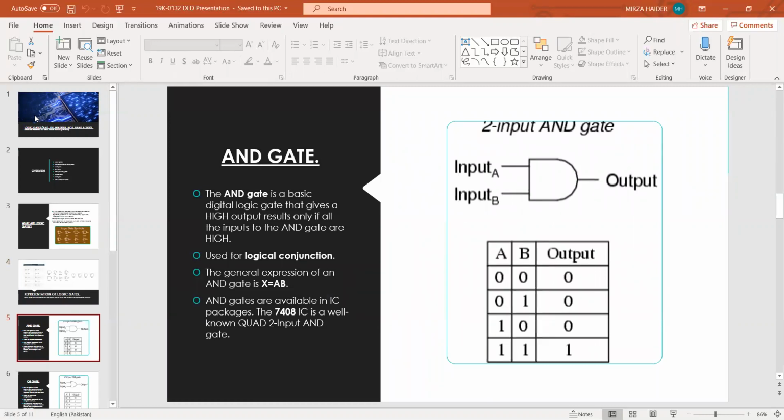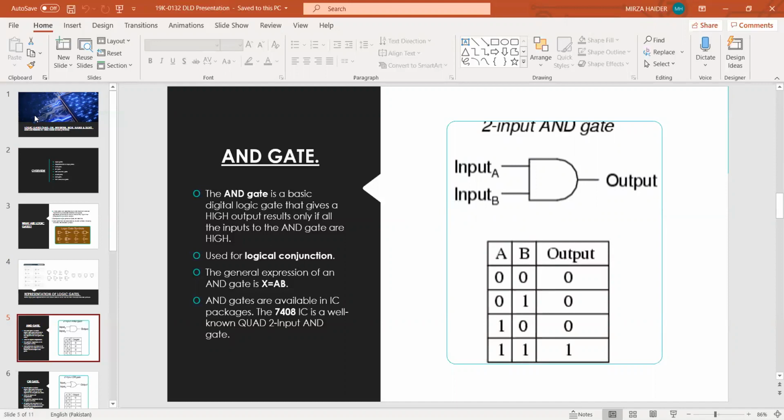and the first one that we're going to cover is the AND gate. So the AND gate is a basic digital logic gate that gives a high, or 1, output only if all the inputs to the AND gate are high. This gate is used for logical conjunction. The general expression of an AND gate is X equals A dot B, or A and B combined. We can say that it is somewhat similar to the multiplication that we do in simple algebra.